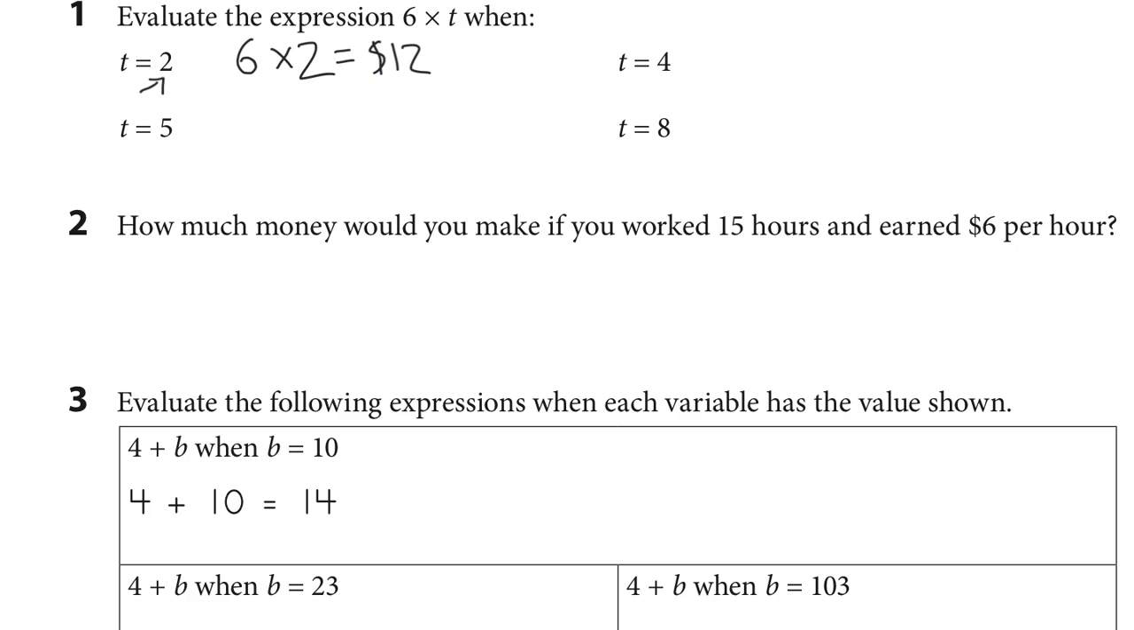It says, how much money would you make if you worked 15 hours and earned $6 per hour? So our equation doesn't change. Still getting $6 per hour, but we're going to work 15 hours. So that's how we're going to solve. It's the exact same equation. It just didn't say evaluate the expression. It could have said evaluate the expression 6 times t when t equals 15, right? They just put it in more of a word problem, okay?